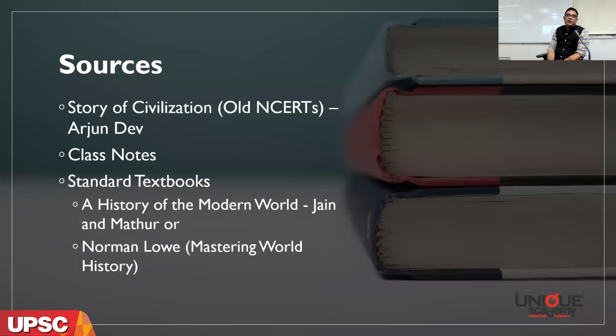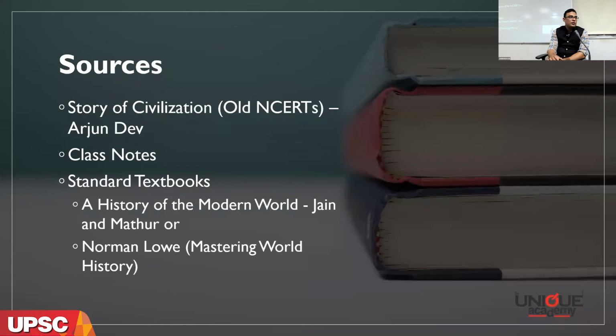Next is sources. Where do you prepare this subject from? Okay. So there are 2 important sources, guys. One is the NCERT called as Story of Civilization by Arjun Dev, Part 2. It's old NCERT. इसमें 2 parts हैं. See only Part 2, not 1. Okay. And apart from that, we have class notes. Okay. My notes are comprehensive. All subjects, all topics are dealt with sufficiently. So just referring these 2 will suffice. Will be enough. Okay.